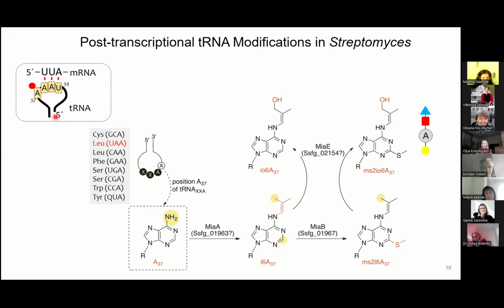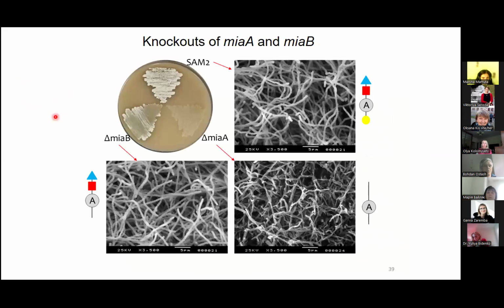Well, basically, we built such mutants. We built two mutants which could not produce these modifications. Here is the wild type. It has all the modifications, both triangles, the quadrangle, and the circle over here. You have healthy, good-looking spore chains of Streptomyces. But when you have a strain which is not able to put this modification onto position 37, you have what we call a sick culture. It looks sick. It's not healthy. It has no spores, and the mycelium looks a little bit distorted.